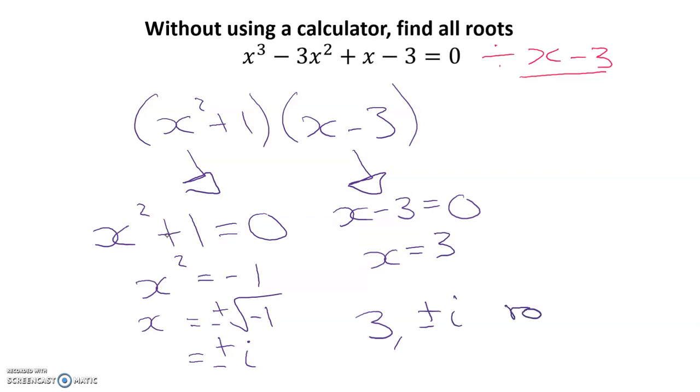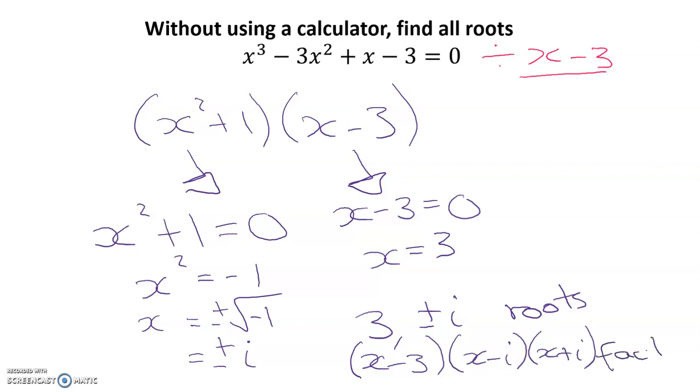If you wanted the factors, then those are the linear factors, because remember all polynomials can be written as linear factors. We have x minus 3, x minus i, and x plus i. And they are your factors. And if you wanted to double check, you could multiply these back out and you'll end up with the original polynomial.